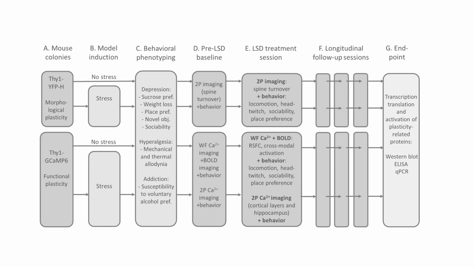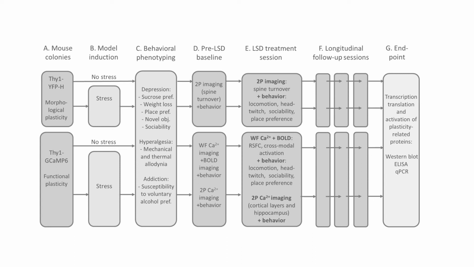After the behavioral phenotyping is completed, we will have a baseline before the treatment with either LSD or psilocybin, where we will use 2-photon microscope to image the spine turnover simultaneously with behavioral tasks. And in the second strain of mice, we will do calcium imaging at 2 different scales. One is the whole cortex scale with wide field imaging with behavior, and another one zoomed in with a 2-photon to look at individual neurons in layer 5.